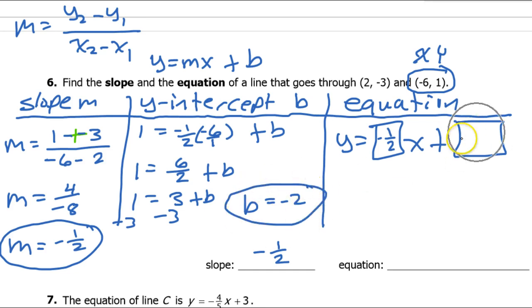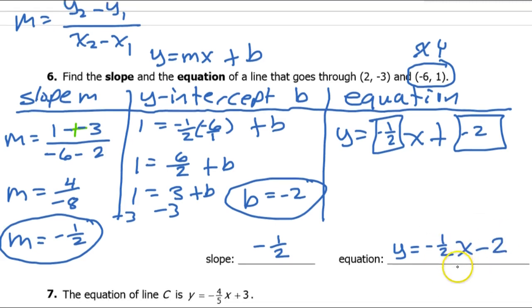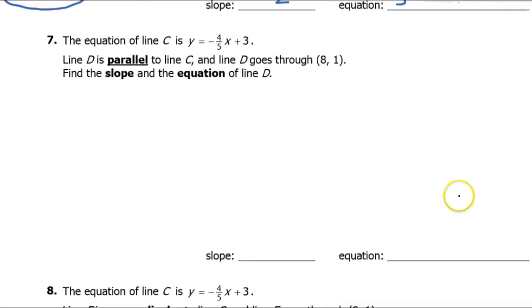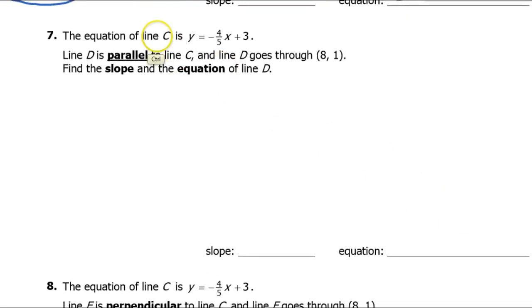Okay, so that goes right here. When you write the equation, do not put plus negative. Just put minus. So that's why the equation will be y equals negative 1/2 x minus 2. Just like that. Okay? The equation of line C is this.